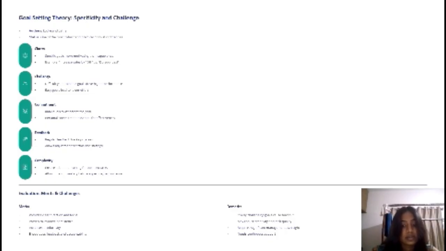Motivation in this context depends on four key factors. Goal clarity: the goal must be specific and quantifiable. Goal difficulty: goals should be challenging enough to inspire people but not impossible. Feedback: regular feedback is essential for tracking progress and course correction. Commitment: the individual must be truly committed to achieving the goal. This theory proves that a well-defined, ambitious target is the most effective way to channel effort and increase persistence.